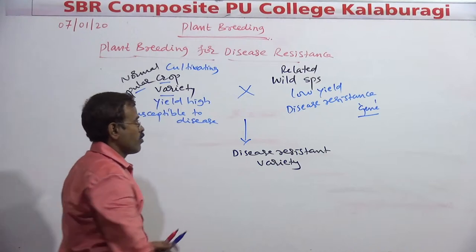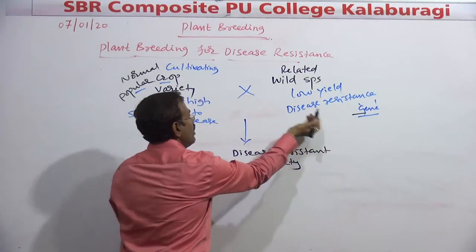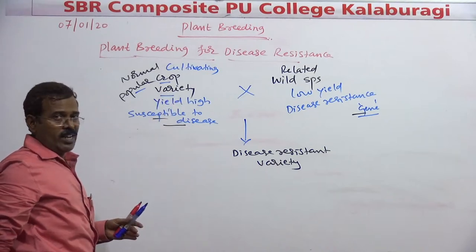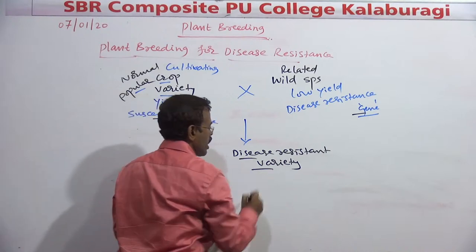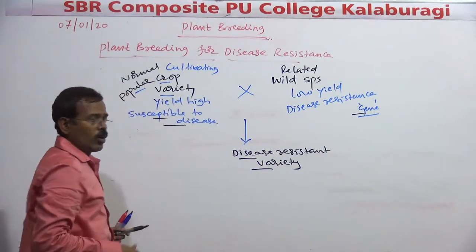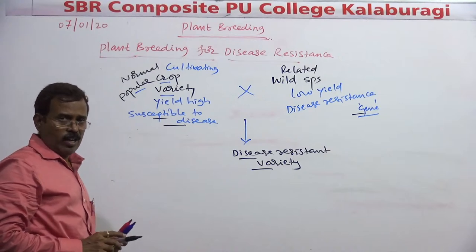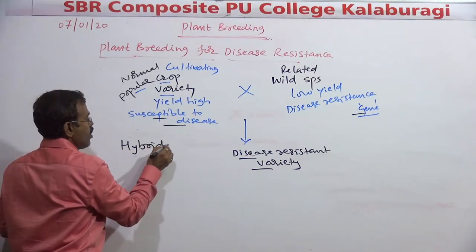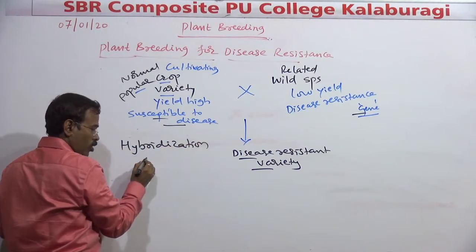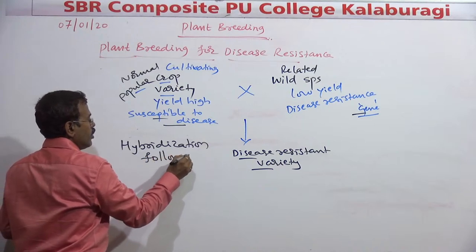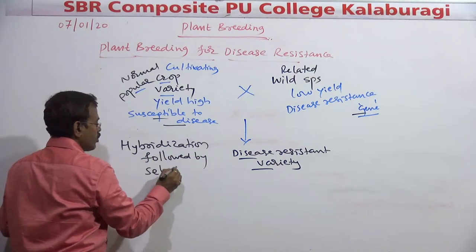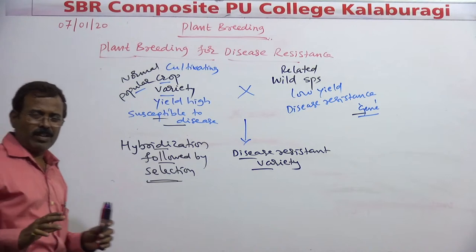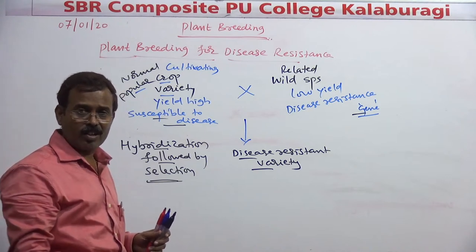So during this method, what happens? The disease resistant gene will be transferred into the susceptible variety, thereby the susceptible variety can change into a disease resistant variety. This is one of the common methods we follow in producing disease resistant varieties. So to develop a disease resistant variety, we follow hybridization followed by selection. This method is commonly used to develop disease resistant plants.